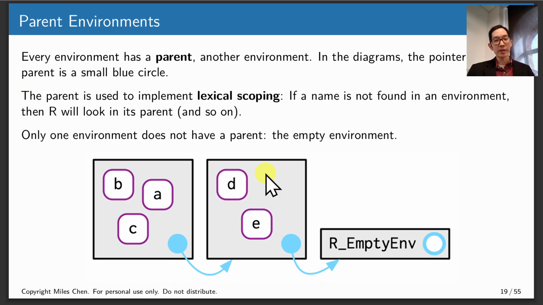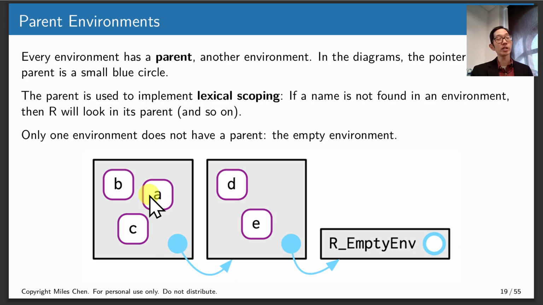Every environment has a parent, which is another environment. In these diagrams, this blue dot with an arrow represents the pointer to the parent environment. The parent environments are used to implement lexical scoping. If a name is not found in an environment, R looks in its parent. So here, if we search for A, it finds it here.